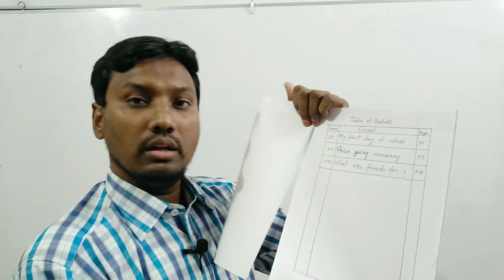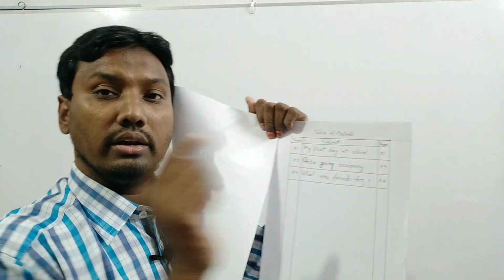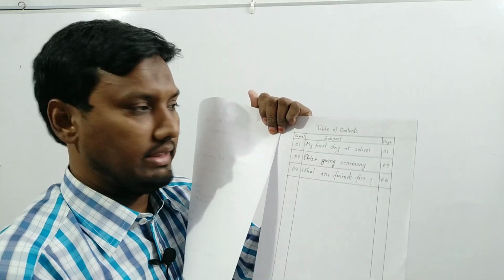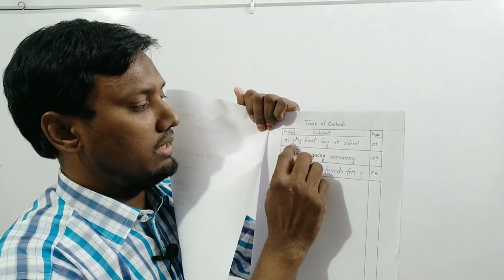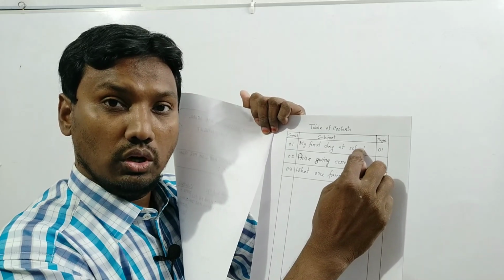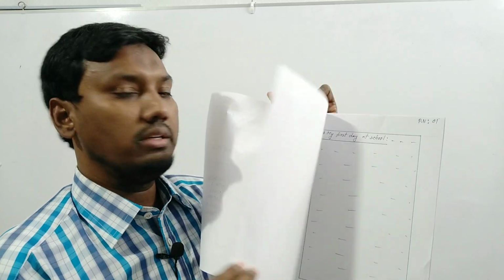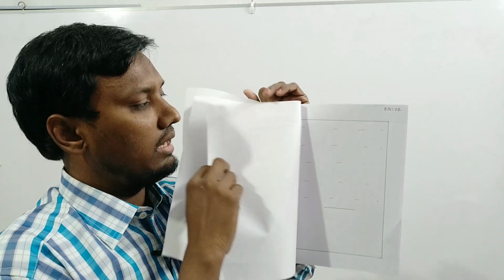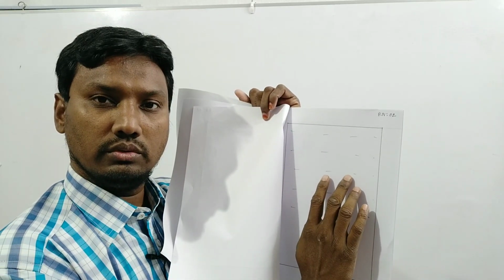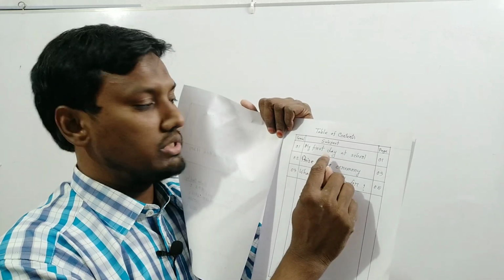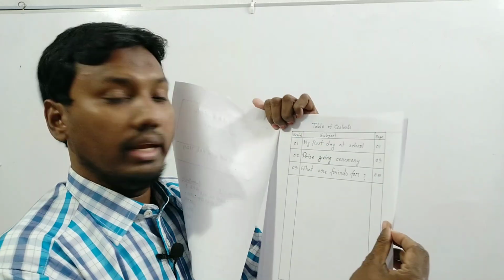If the first question needs minimum 2 pages, like this: the first question, my first day at school, when I write down on this topic, I need 2 pages. Page number 1 and page number 2. Take care. When I write down question number 1, my first day at school, it needs minimum 2 pages.